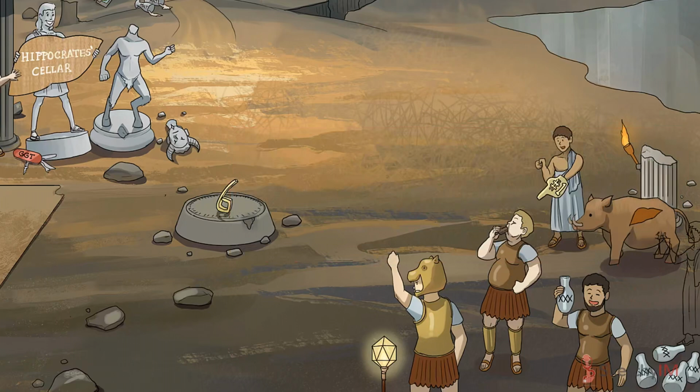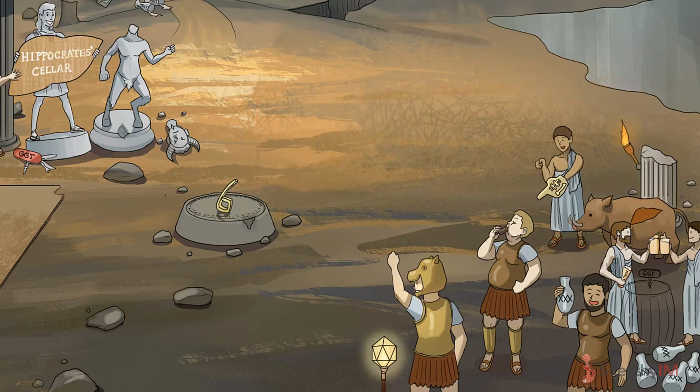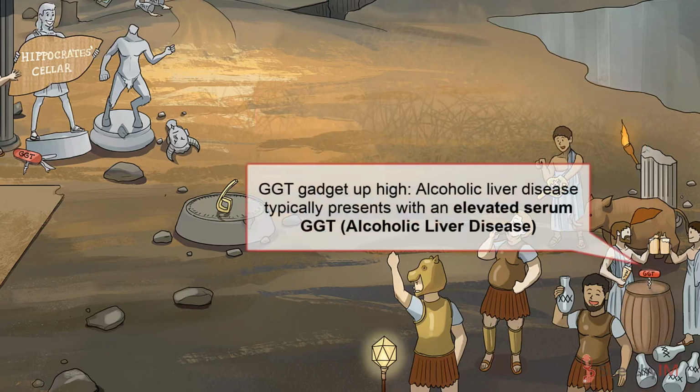In addition to asking about alcohol consumption, you'll want to look for a few lab patterns that point toward alcohol as the cause of hepatocellular disease. First, look for an AST to ALT ratio of 2 or greater. This pattern is highly suggestive of alcohol-induced liver injury, in part because other chronic hepatocellular diseases rarely present in this way. In fact, most other conditions on our differential typically present with ALT greater than AST. In addition, look for significant elevations in serum GGT.